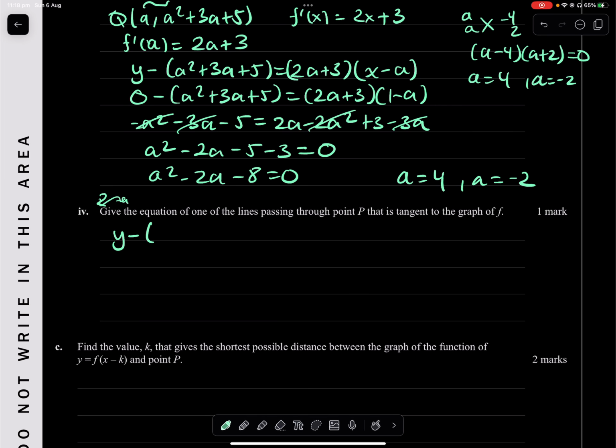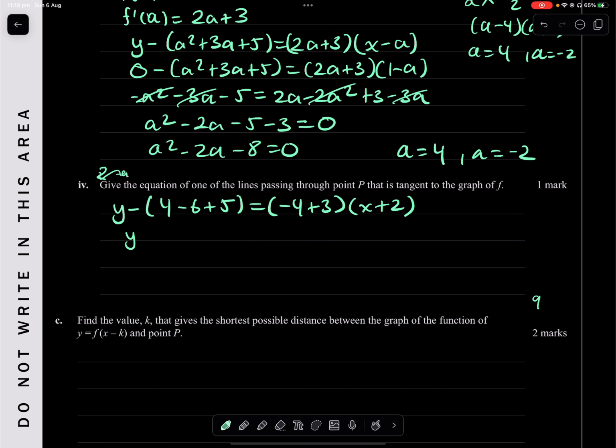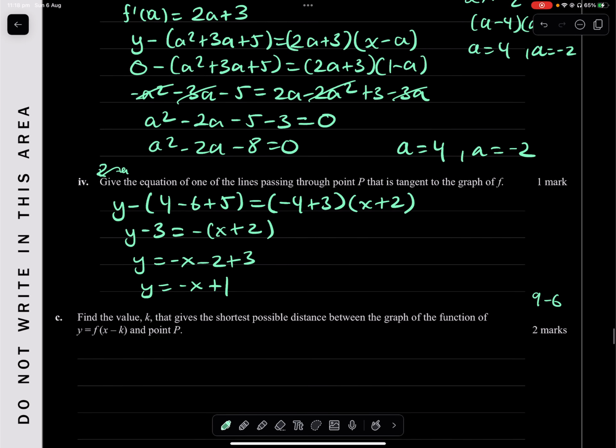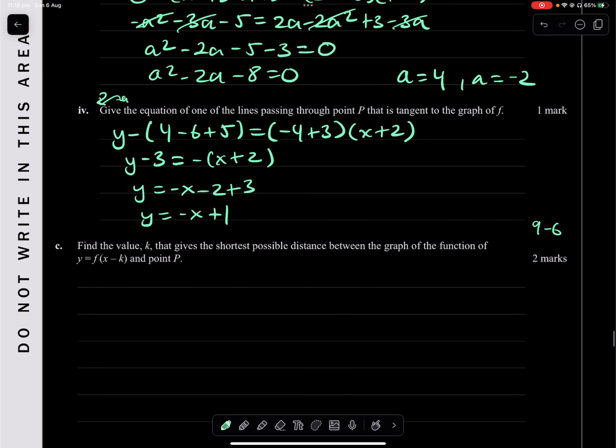So that'll be 4 minus 6 plus 5 equals 2 times negative 2 plus 3, so negative 4 plus 3 times x plus 2. 9 minus 6, which is 3, so it would be y minus 3 equals negative (x plus 2). y equals negative x minus 2 plus 3. y equals negative x plus 1. Okay, that's one of the equations.